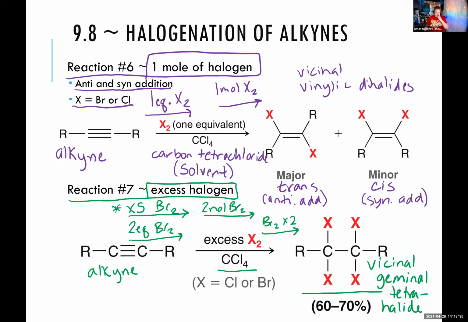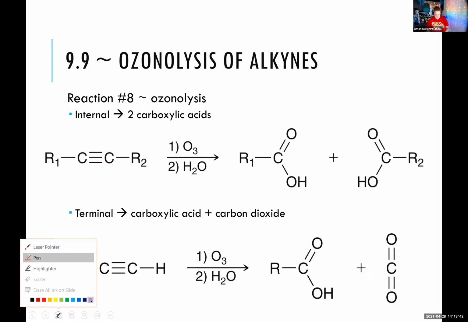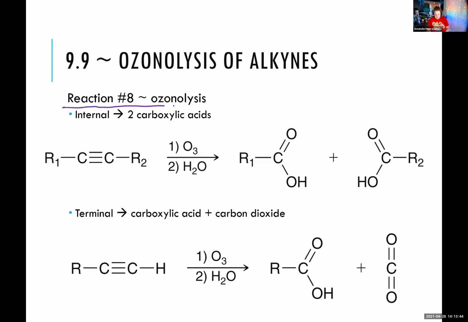Okay, so this takes us to reaction number 8 then. Number 8 is ozonolysis. So again, we've seen this reaction with an alkene. And when we reacted it with an alkene, we cut that alkene in half and we created ketones and aldehydes. In our alkyne reaction, we're still going to create carbonyls, carbon-oxygen double bonds, but a different specific carbonyl. And we have 2 different versions. The internal alkyne is at the top.